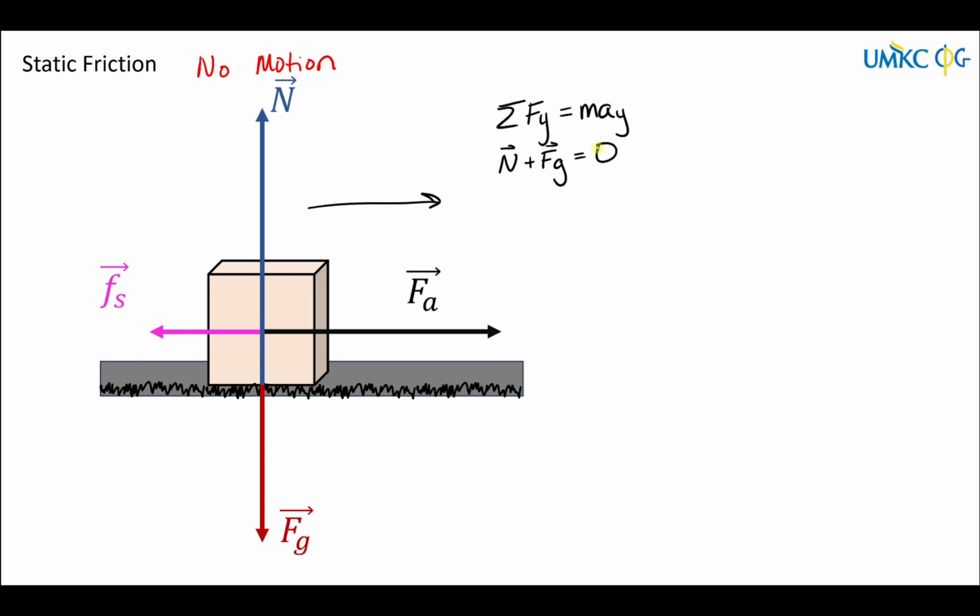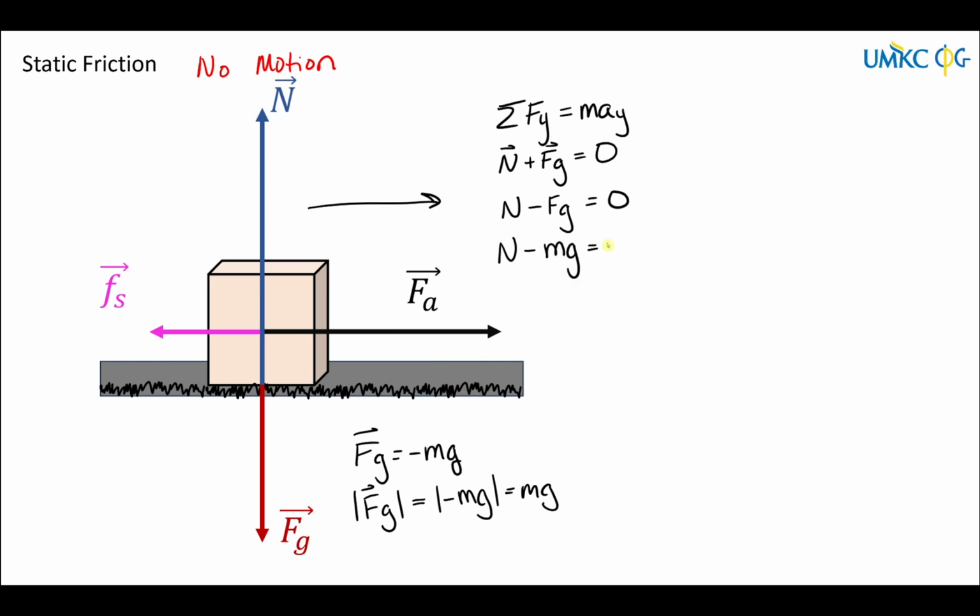So now I want to incorporate the directionality here. Remember that once I incorporate directionality, I remove my vector sign and I now have magnitudes. So my normal force is acting in the positive direction. My force of gravity is acting in the negative direction, and this is still equal to 0. So I can replace this force of gravity with the magnitude of my force of gravity. Remember that the vector for the force of gravity is equal to negative mg, so the magnitude of this vector is just going to be mg. So normal force minus mg is equal to 0.